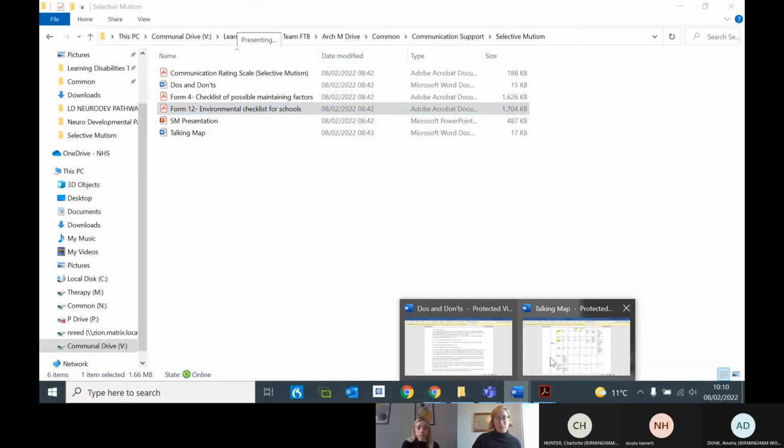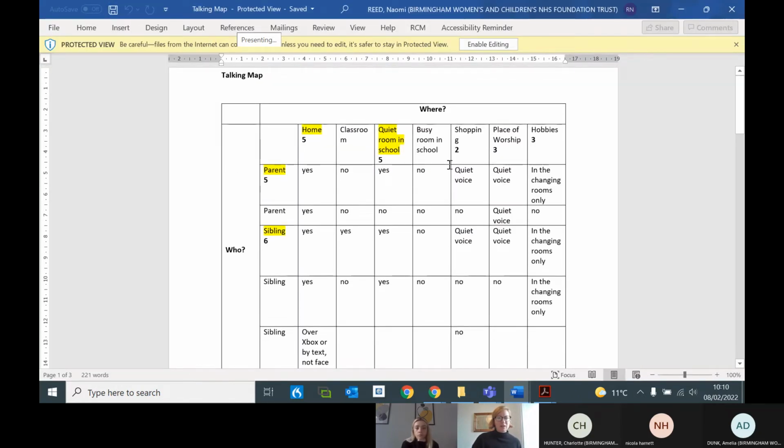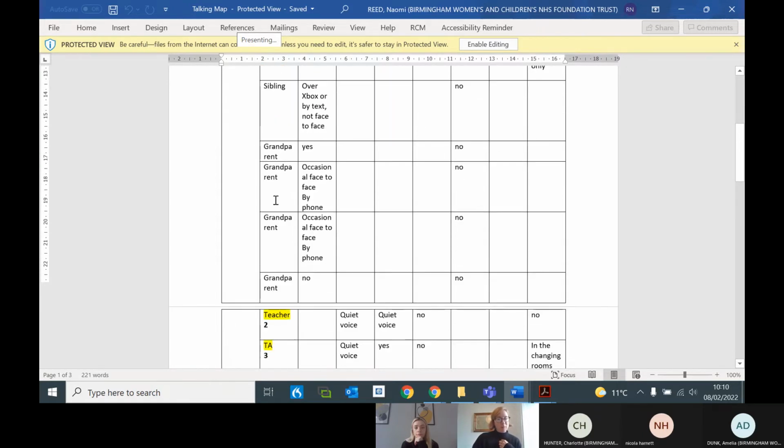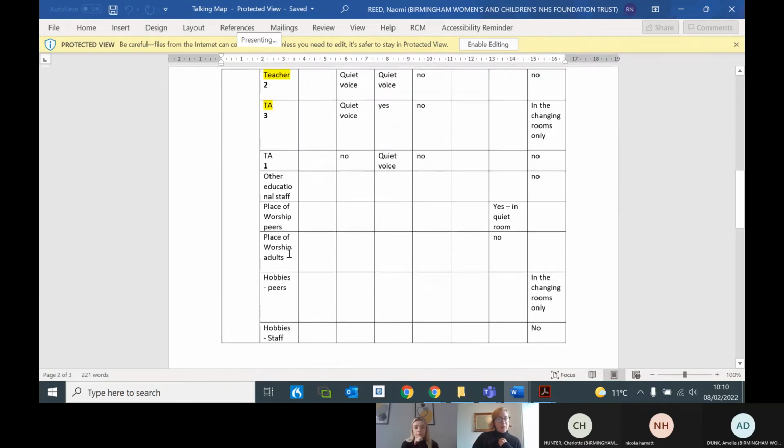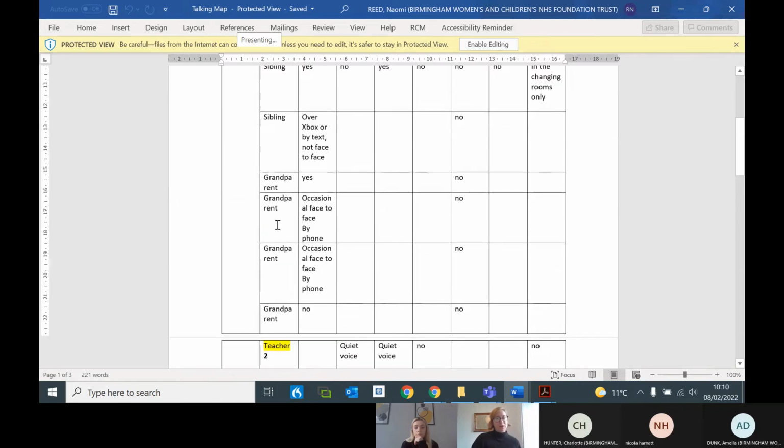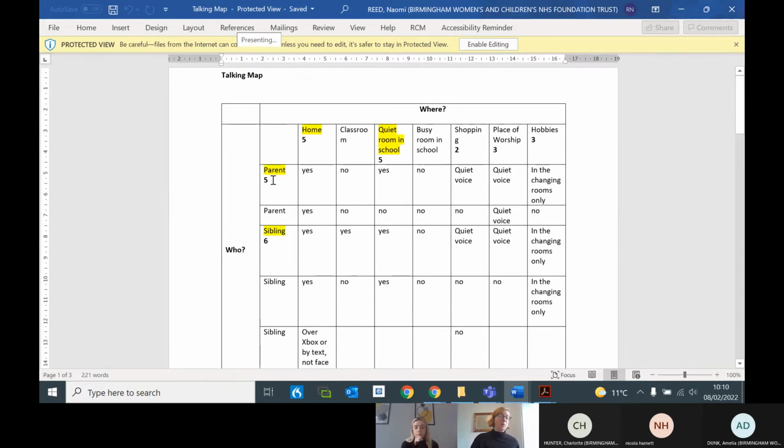And then the last one is the talking map, which can look a bit confusing and a bit complicated, but it's basically across the top here, you've got a list of places where the child will or won't communicate, and then a list of people in that child's network who they will and won't speak to. This is one that I've already filled out for a fictitious child.